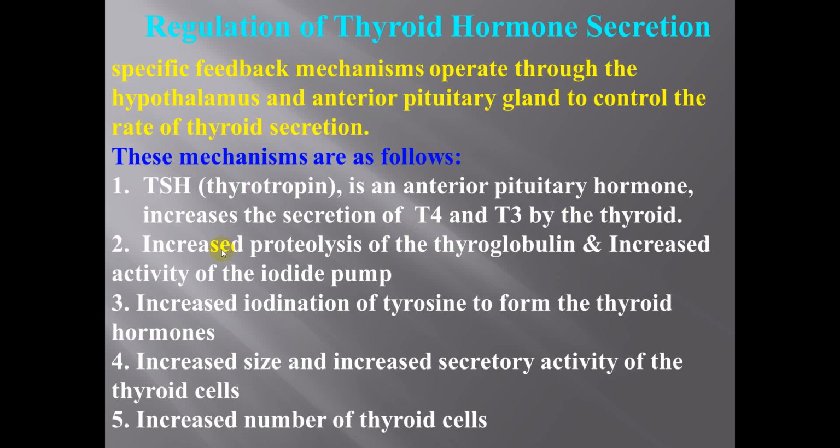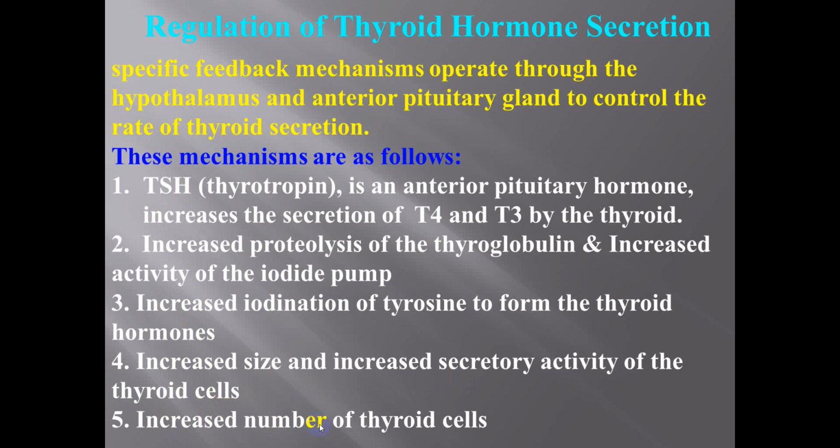Okay. Increased proteolysis of the thyroglobulin. The mechanism that is under the control of TSH. How? By increasing the proteolysis of the thyroglobulin and increased activity of the iodine pump. Okay. Increased iodination of tyrosine, or attachment or bonding of iodide with tyrosine to form thyroid hormones inside thyroglobulin molecules, as we said in part 1. Increased size and increased secretory activity of thyroid cells under control of TSH. All these activities are under the effect of TSH.